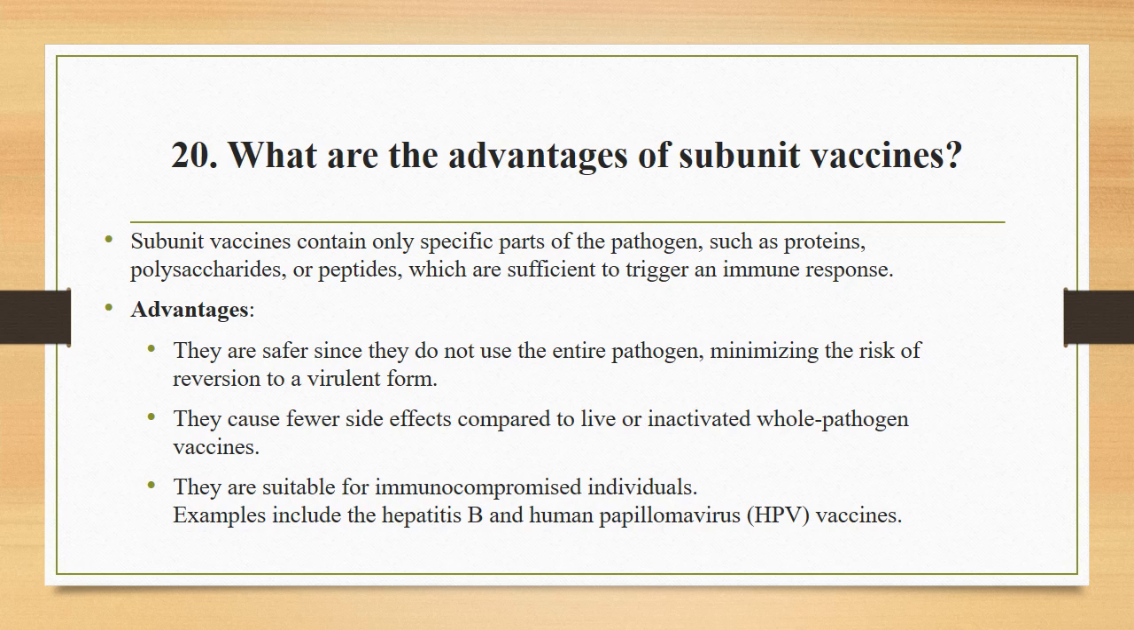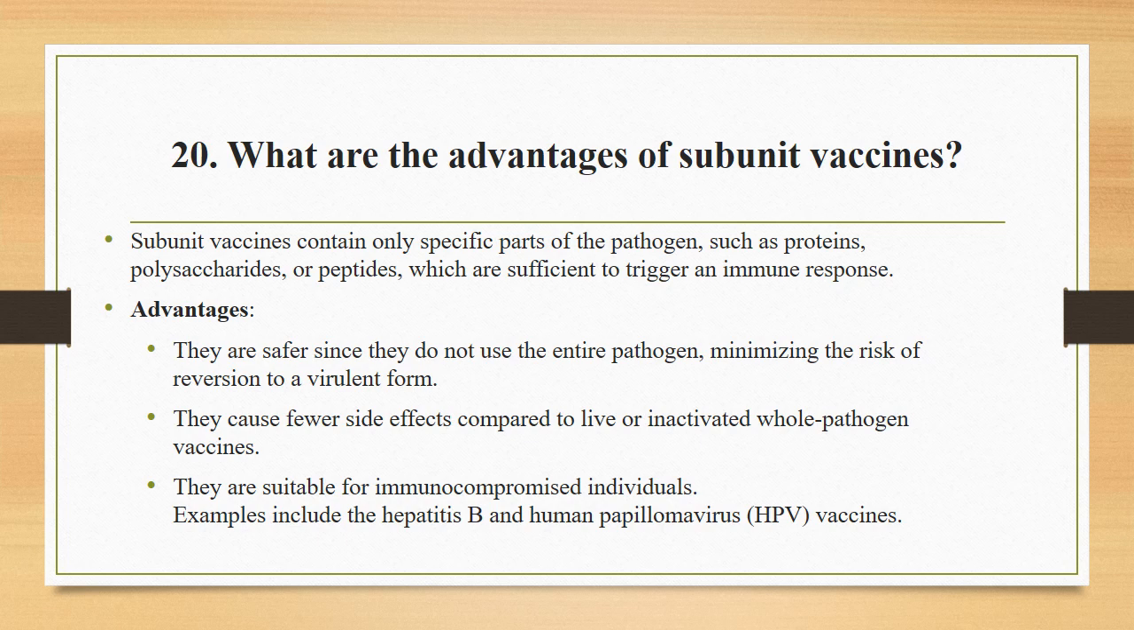The last topic I'm going to talk about is the advantages of subunit vaccines. Subunit vaccines contain only a specific part of the pathogen, either one specific part or many specific parts. You are the one to choose which part you are going to take, such as protein, polysaccharide, or peptides, which are sufficient to trigger an immune response. Advantages: they are safe since they do not use the entire pathogen, minimizing the risk of reversion to a variant form.